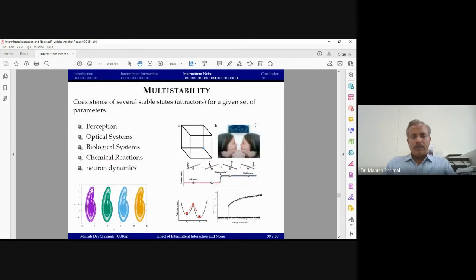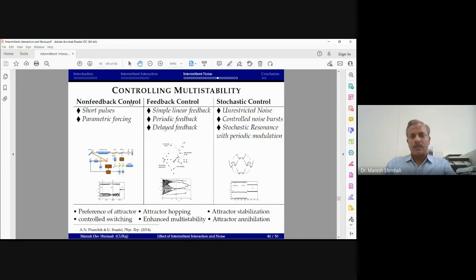With this noise, we have also tried to control a multi-stable system. Can we control the multi-stable system with the intermittent noise? Multi-stability here means that, depending upon the initial condition, the system can go to two or more different states. You have various examples, and you can classify the control of multi-stability into non-feedback, feedback, and stochastic control mechanisms. Depending upon your initial condition, your asymptotic state may be A or B, so you don't want an uncertainty in the final state of the system. You want only one fixed state.